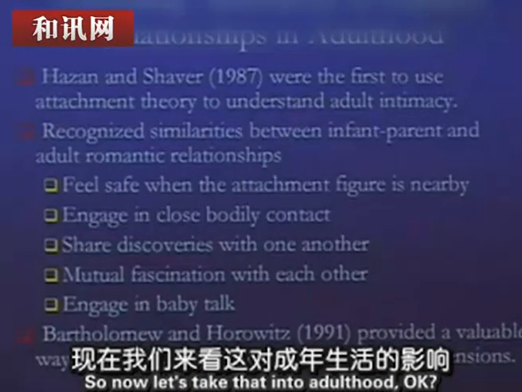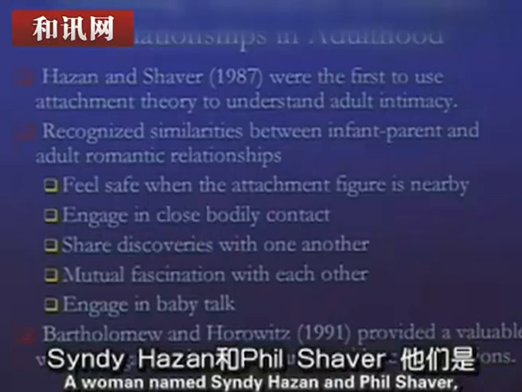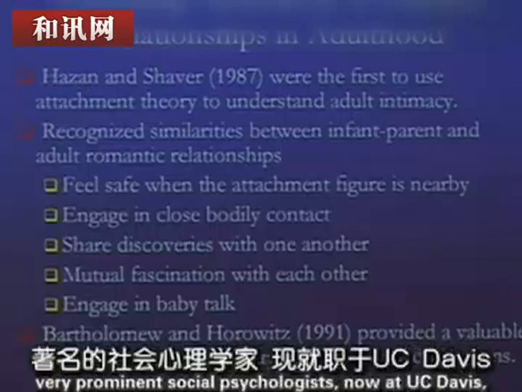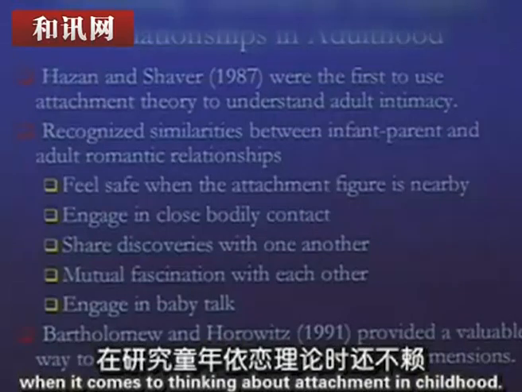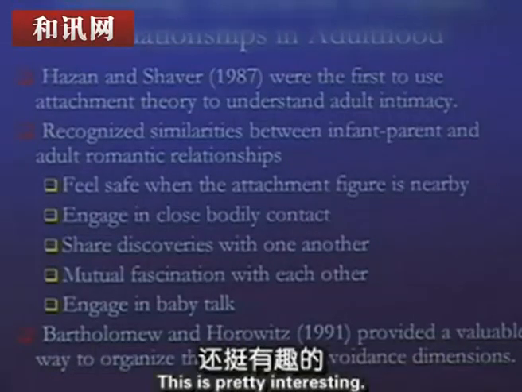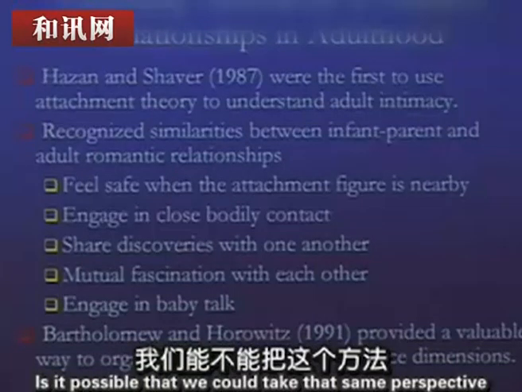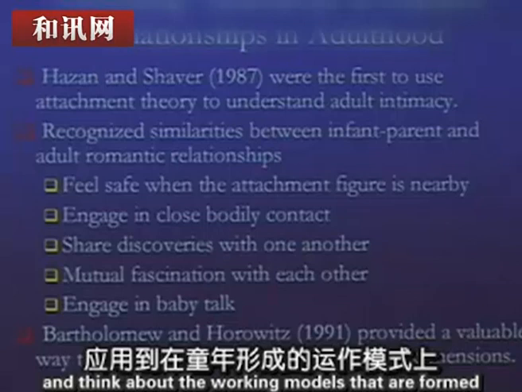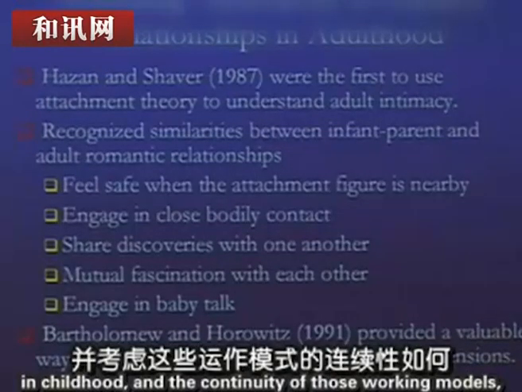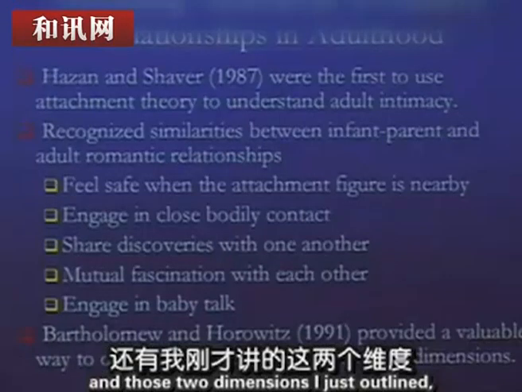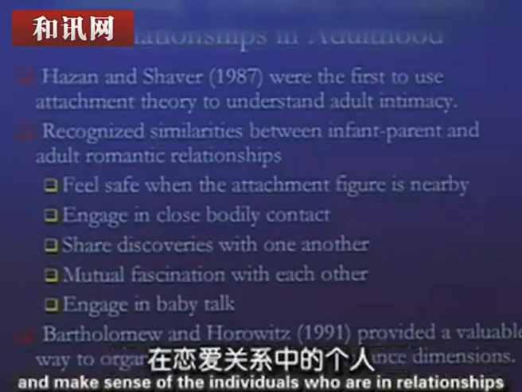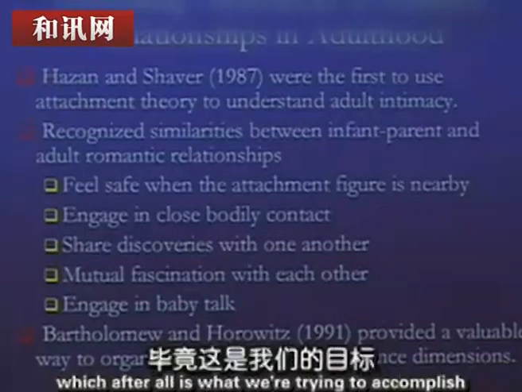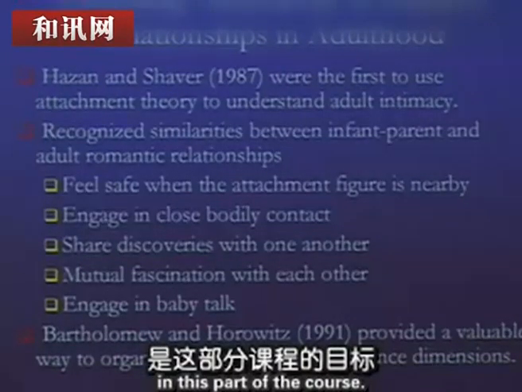So, now let's take that into adulthood. A woman named Cindy Hazan and Phil Shaver, a very prominent social psychologist, now at UC Davis, said, this Bowlby guy, he's really got it going on when it comes to thinking about attachment in childhood. This is pretty interesting. Is it possible that we could take that same perspective and think about the working models formed in childhood, the continuity of those working models and those two dimensions I just outlined, and ask, does that matter in adulthood? Does that help us to organize and make sense of the individuals who are in relationships, which, after all, is what we're trying to accomplish in this part of the course?